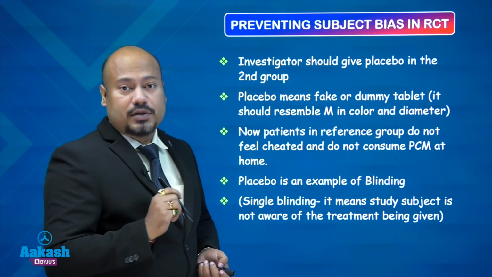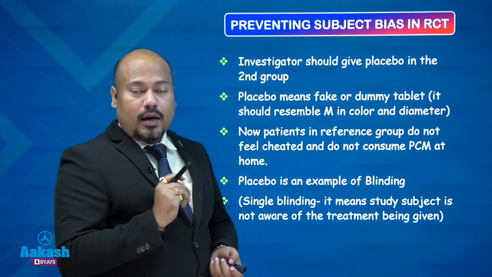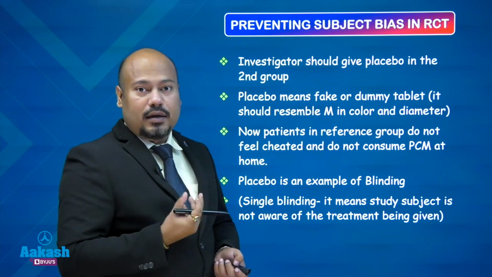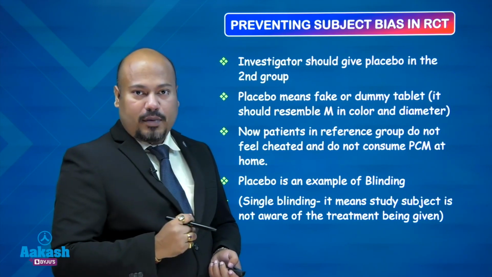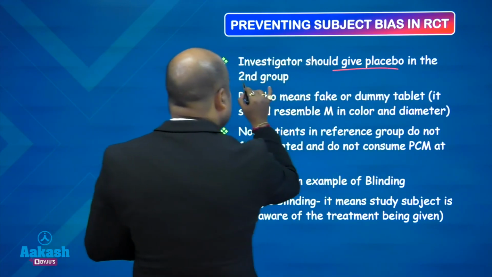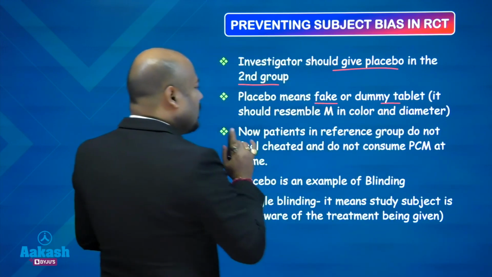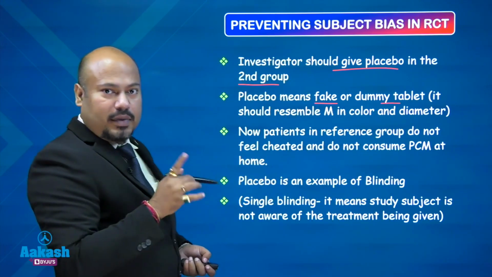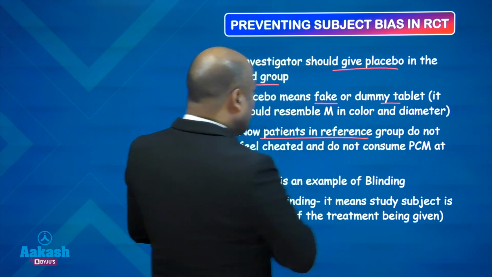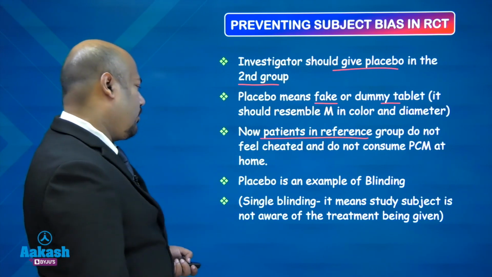So how to reduce subject bias in RCT? It's a very important question. So what you do is that you use a placebo, okay? A placebo means a dummy tablet which will resemble M in size and color, but actually does not have the drug. Got my point? So investigators should give the placebo in the second group. Placebo means what? It's a fake or dummy tablet. It should resemble M in color and diameter. So now the patients in the reference group do not feel cheated and they do not consume paracetamol at home.